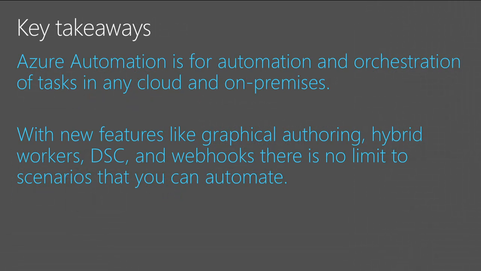So if there's one thing that you take away from this session today, it's that automation isn't just to orchestrate and automate your processes in Azure. You can use automation for the orchestration across any public cloud, any service, and also in your data center, so on-premises as well. We're really excited to show you all of our new features: the graphical authoring, the hybrid, DSC, which we're showing this afternoon, and webhooks. And there's a ton of new scenarios that we think these open up for you.